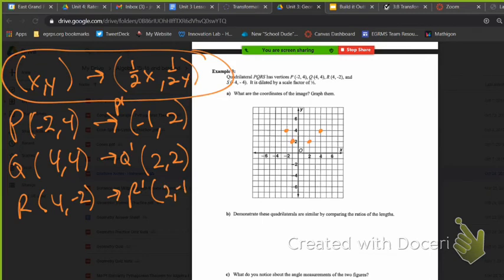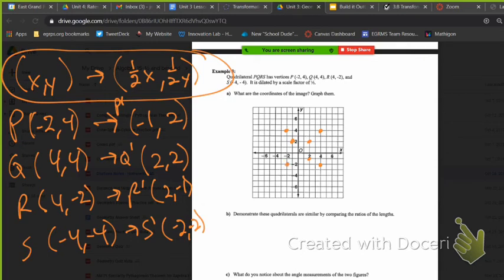2, negative 1. There we go. So I had a 4, negative 2. And 2, negative 1 is going to be my new one. Last point, S prime, or S. We had negative 4, negative 4. S prime, who can give it to me? Negative 2, negative 2. Excellent, negative 2, negative 2.